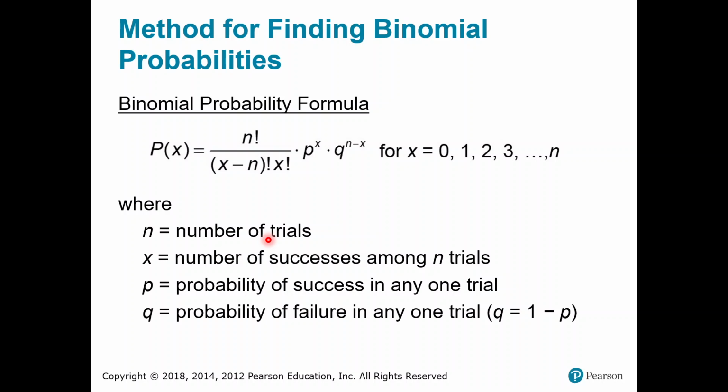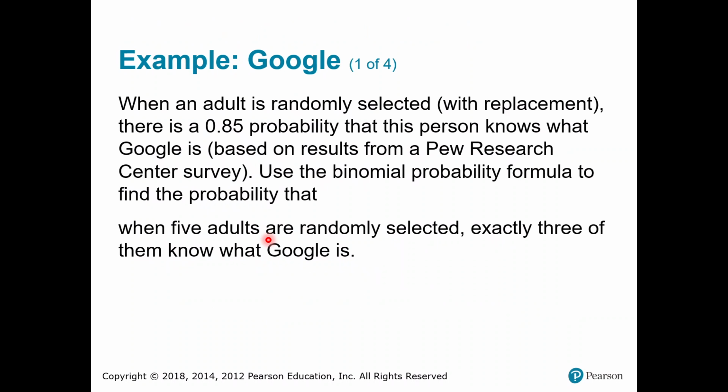Let's look at an example. When an adult is selected with replacements, there is a 0.85 probability that this person knows what Google is. Use the binomial formula to find the probability that when 5 adults are selected, exactly 3 of them know what Google is.